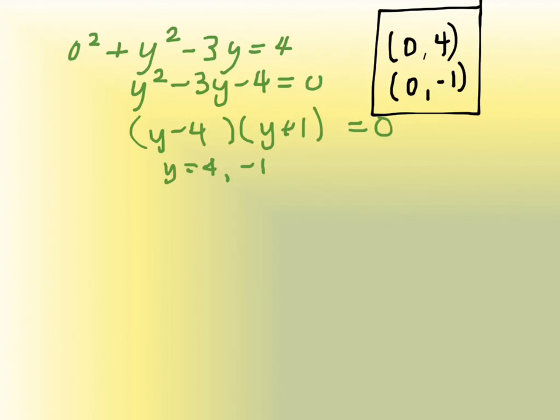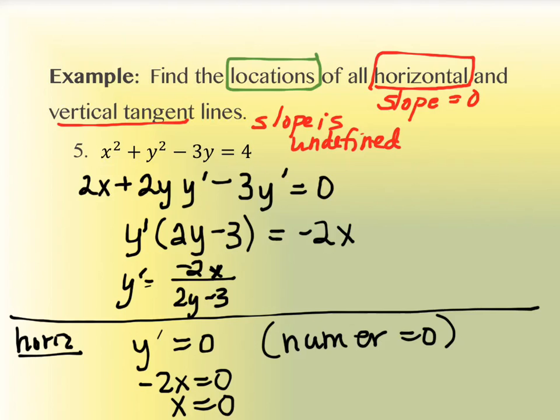How about the vertical tangent line? Let's do that one really quick. Take a look back at that y prime. y prime is negative 2x over 2y minus 3. What would it look like to have the slope be undefined when the slope is negative 2x over 2y minus 3?